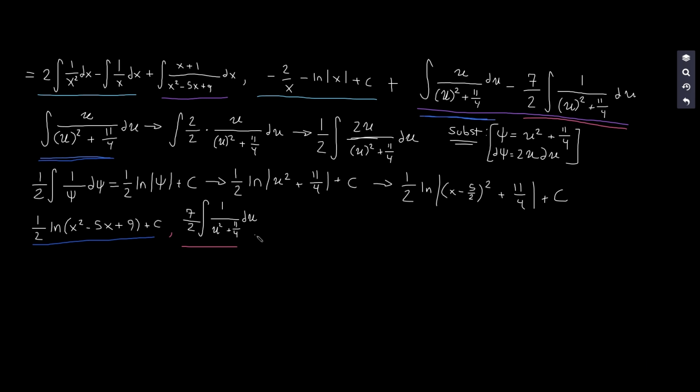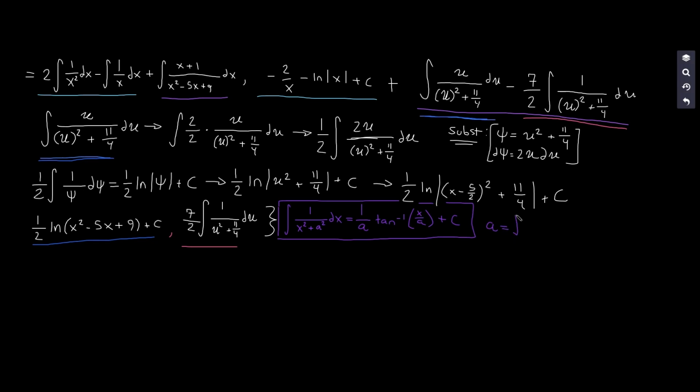For this one, there's a formula to be applied. It's the arctangent formula from before. So let a equal the square root of 11 over 4, which is equal to, well, you can't take the square root of 11, so we'll leave that as it is. You can take the square root of 4, so you get the square root of 11 over 2. Having applied this, we should get something that looks like this.